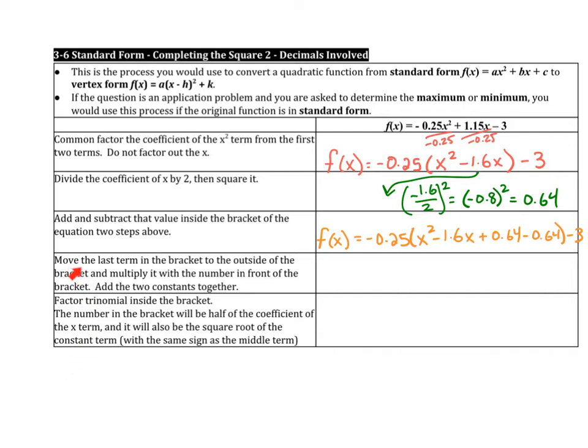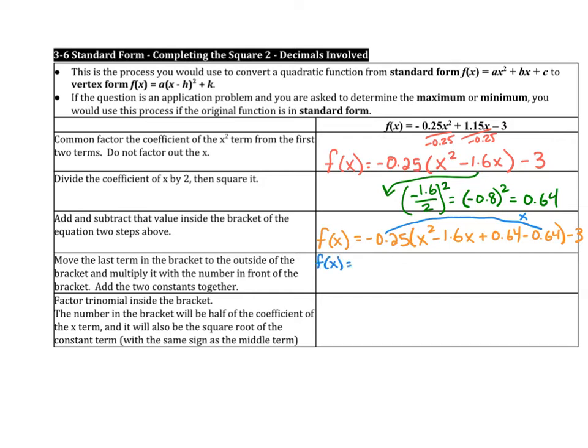Next step is to move the last term in the bracket to the outside of the bracket. So that negative 0.64 has to go on the outside of the bracket. But to do that, you have to multiply it with the negative 0.25. So it's basically like distributive property. So those two things get multiplied and then moved to the outside of the bracket.